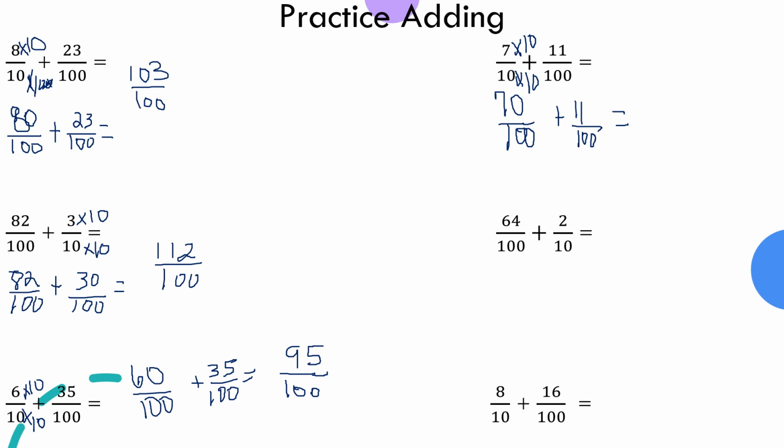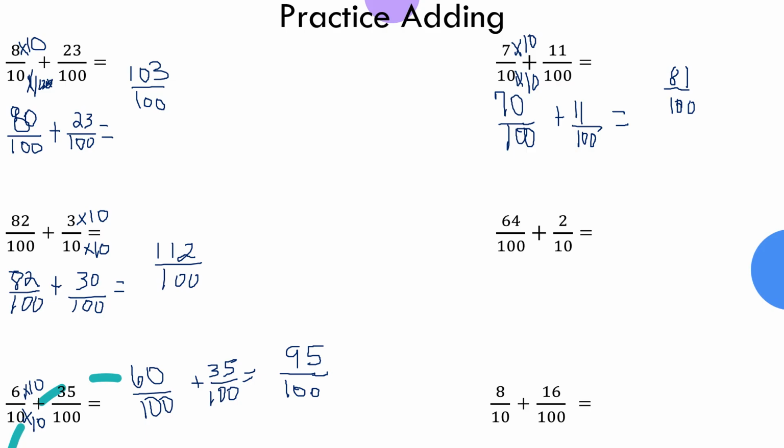And now we're ready to add. Remember, your denominators stay the same. Never, ever add those bottom numbers. All right, and 70 plus 11, 0 plus 1 is 1. 7 plus 1, 8. So your answer should have been 81 hundredths.